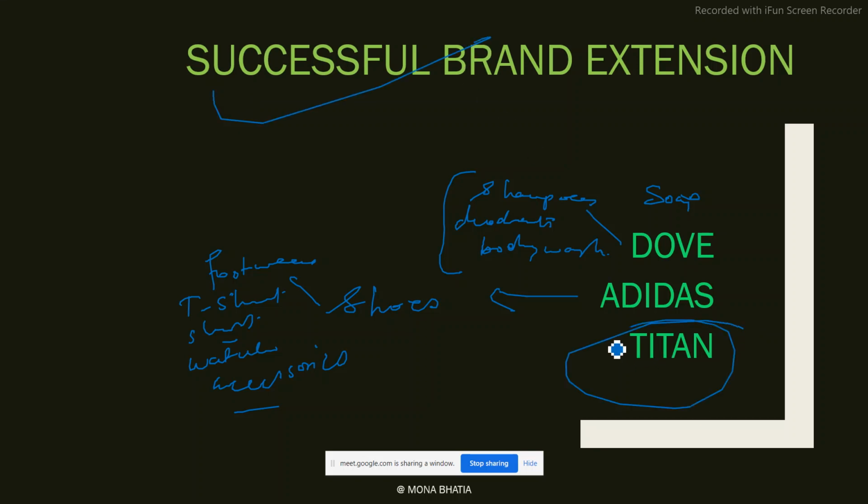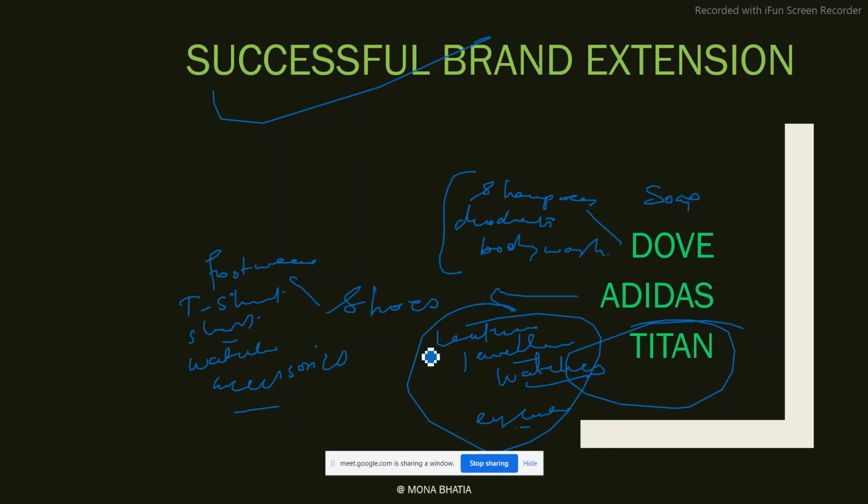Titan का for example, the company started with the watches, ठीक है. Now it has also jewelry, it has also eyewear, it has also leather products. So these are very successful brand extensions. Three of them I have just mentioned.